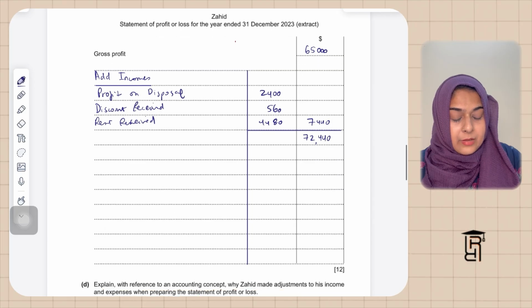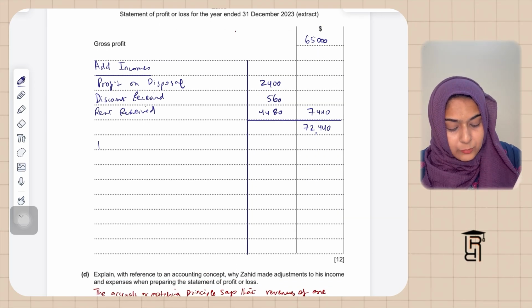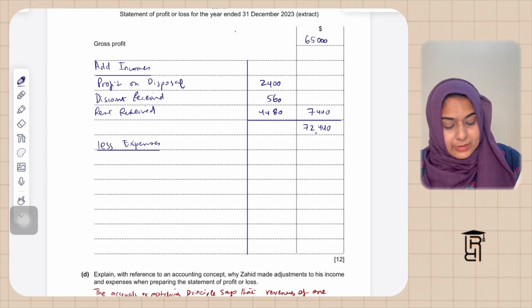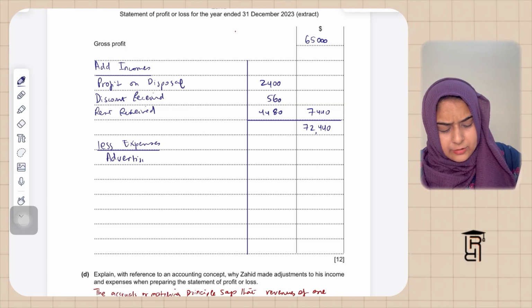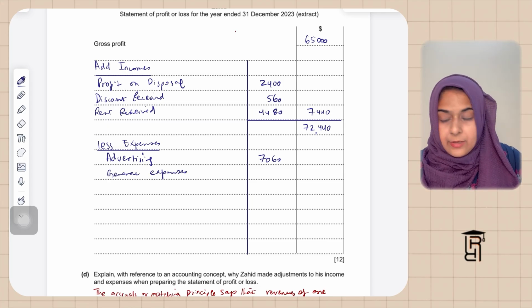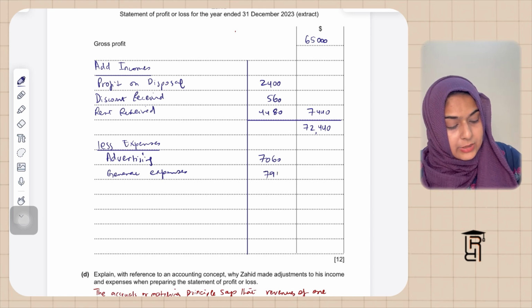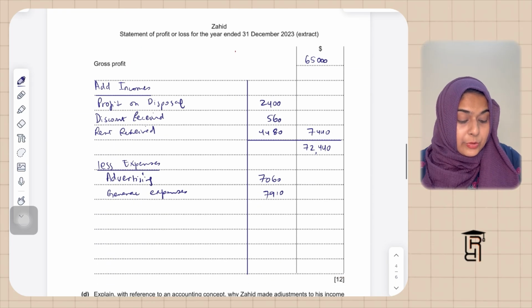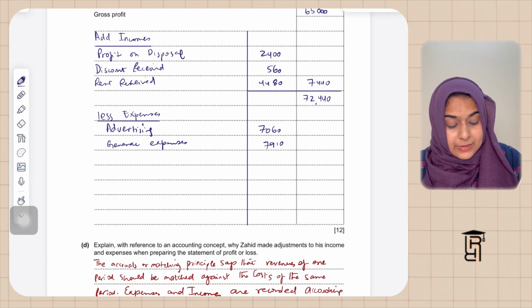This is my gross profit after incomes. Then I'm going to write here less expenses. Now I have quite a few expenses. I have advertising, जो मैंने अभी adjust किया था for owing and prepaid. I'm going to write here 7060. Then I have general expenses. So general expenses को भी हमने adjust किया है थोड़ी देर पहले. This is going to be 7910. जो adjusted value है statement of profit and loss वाली, वही मैं ले रही हूँ इधर. तो advertising की ले ली, general expenses की ले ली, फिर हम लिखेंगे insurance.